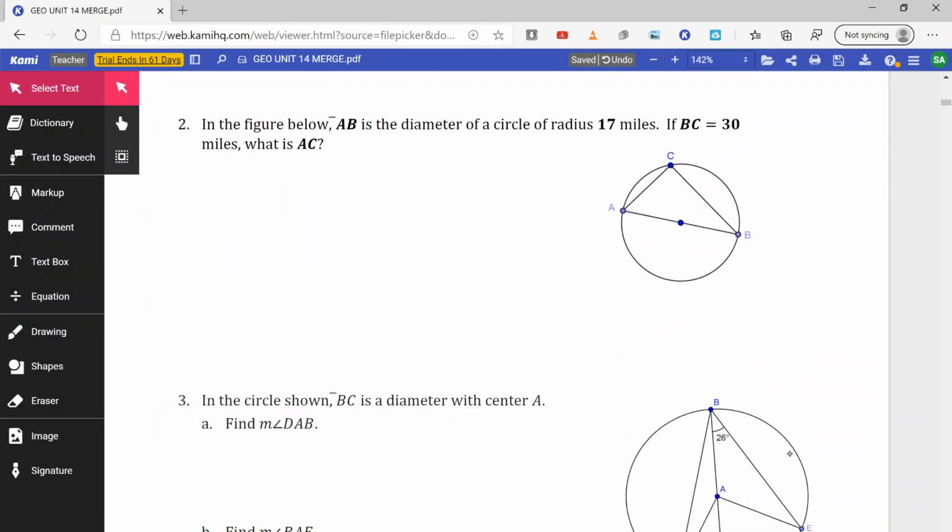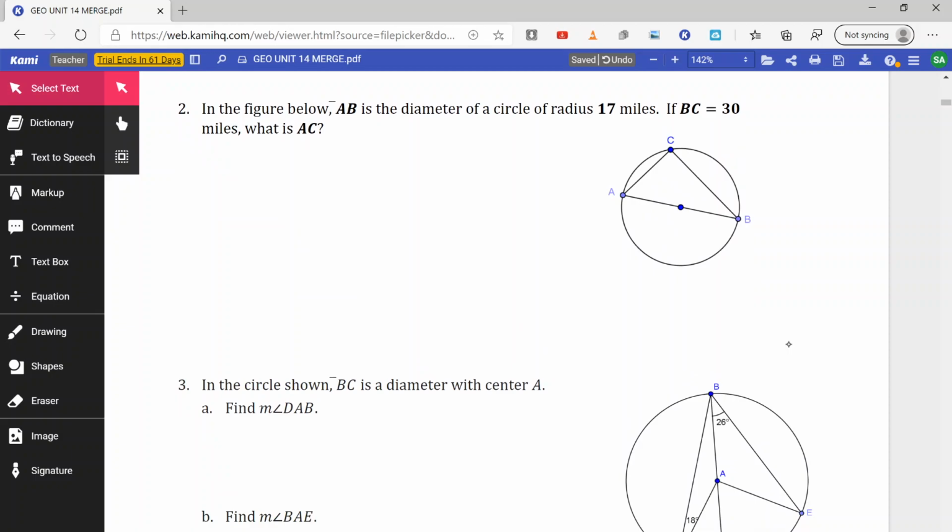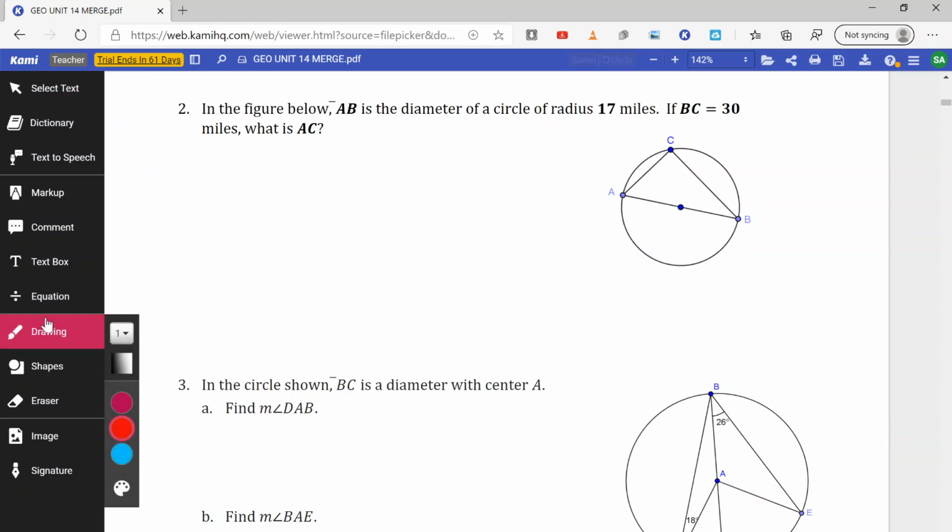Now let's say in this figure below, AB is the diameter of a circle of radius 17 miles. If B to C is 30, what is A to C? So, again, inscribed angle running through the diameter, so we can say the angle is 90 degrees. We know B to C is 30. And we need to figure out A to C.